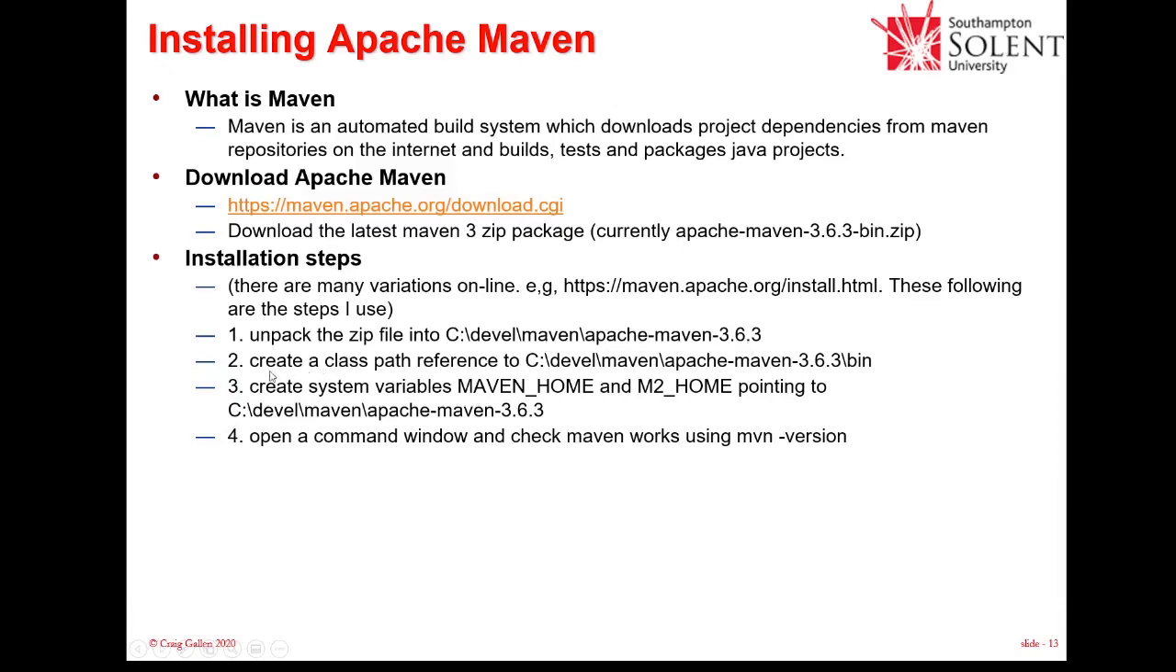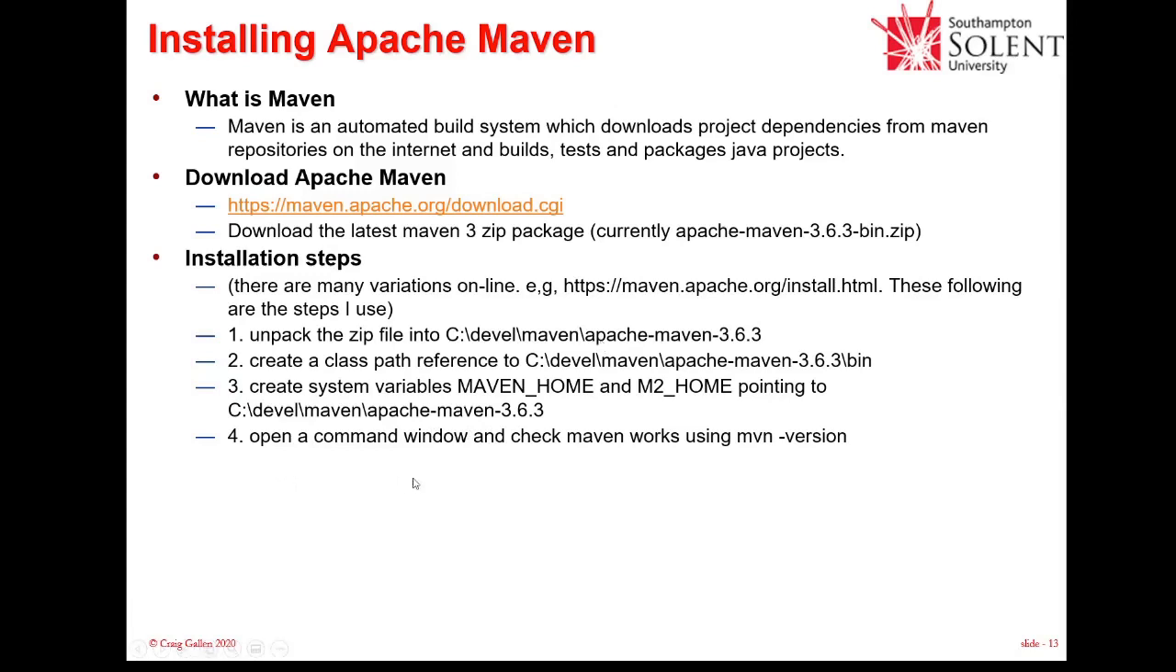And then I create a path reference to Maven bin, exactly the same as you did for the JDK. I'll create a system variable called MAVEN_HOME and also M2_HOME. You need them both for historical reasons. Doesn't matter why, just do it. And basically point that at the location that you have put your Apache Maven. Any other instructions may put Apache Maven somewhere else, but the effect is exactly the same. You create a place where you've put your Apache Maven and you've pointed your path at it so that the system can find it.